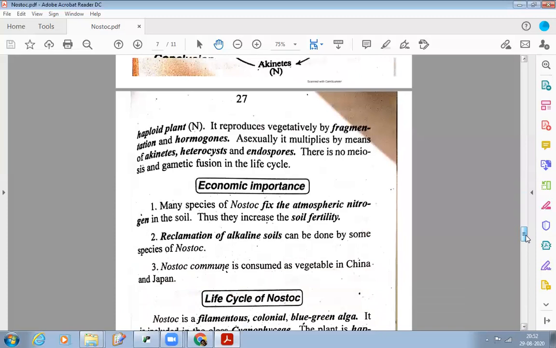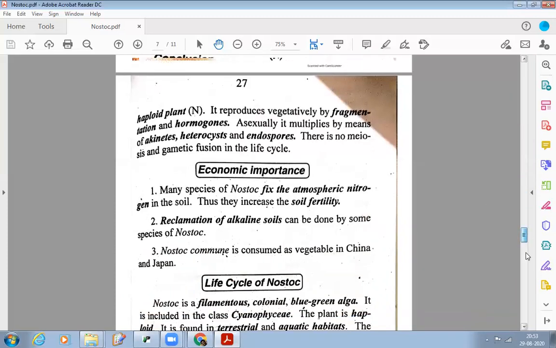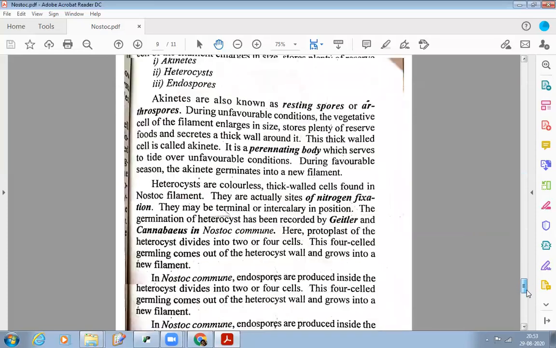Okay, economic importance. Many species of Nostoc fix atmospheric nitrogen in the soil. Thus, they increase the soil fertility. Reclamation of alkaline soils can be done by some species of Nostoc. The excess alkalinity can be neutralized by the growth of Nostoc species in the soil. Next, Nostoc commune is consumed as a vegetable in China and Japan. Okay, so this is the life cycle we have just seen.